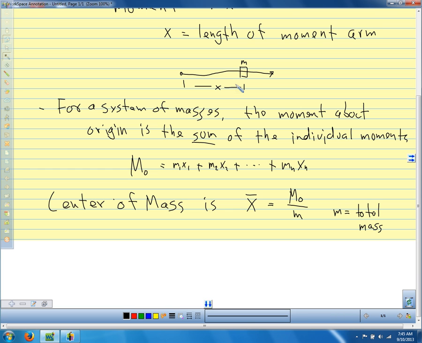For a two-dimensional system, we can define two moments. One with respect to the x-axis and one with respect to the y-axis. So for a two-dimensional system, we talk about the moments about the coordinate axes. So one-dimensional system, nice and easy. Multiply the mass times its distance from the origin. That gives us our moment. Divide by the total mass. That gives us our center of mass. For a two-dimensional system, things get a little more interesting.